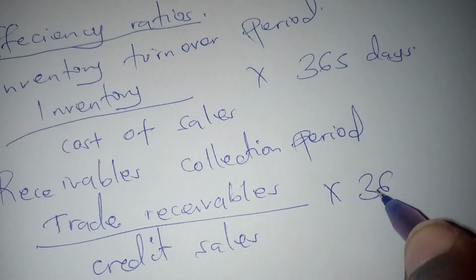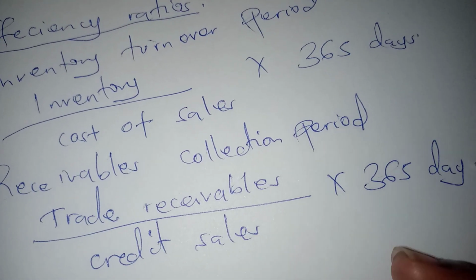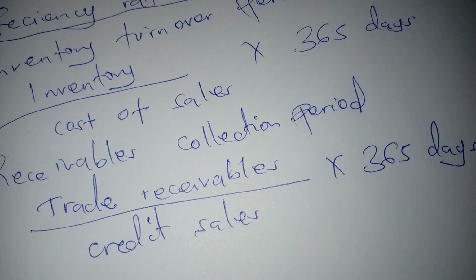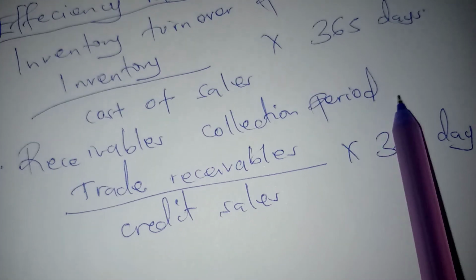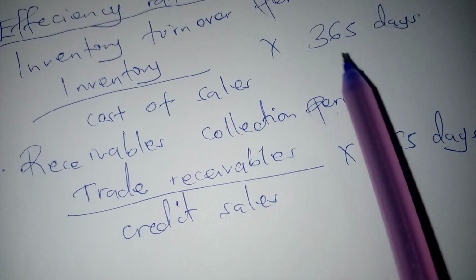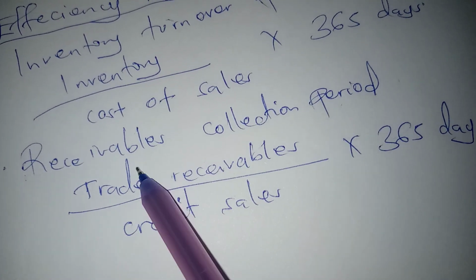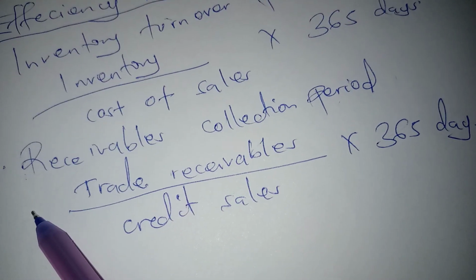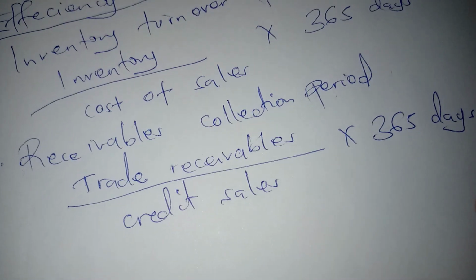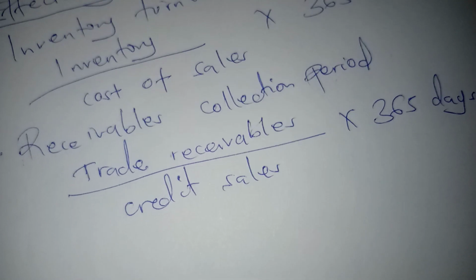times 365 days. For ratios, they always give you two years. So you calculate the receivables collection period for the current year and then for the previous year, and then you investigate the difference, whether there was an increase or a decrease. If there is an increase, you investigate. If there is a decrease, you find out why.